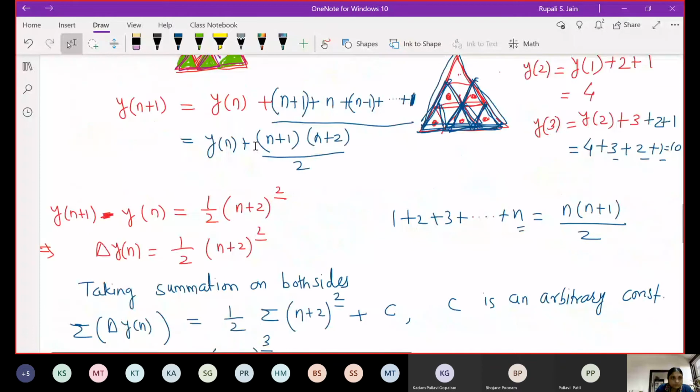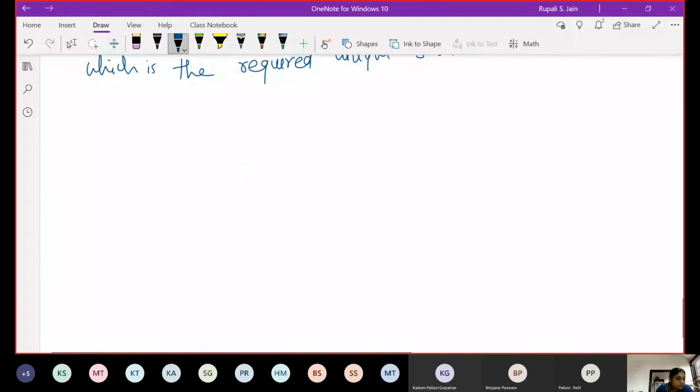Theorem 2.6. What is this theorem 2.6? Summation of yt plus zt is nothing but summation yt plus summation zt.